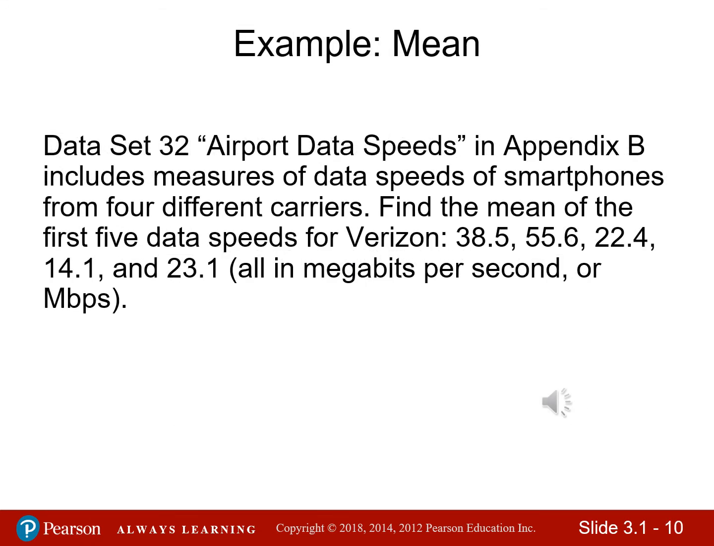Let's consider this example. Dataset 32 of airport data speeds in Appendix B includes measures of data speeds from smartphones from 4 different carriers. If we find the mean of the first 5 data speeds for Verizon, we find 38.5 megabits per second, 55.6 megabits per second, 22.4 megabits per second, 14.1 megabits per second, and finally 23.1 megabits per second.